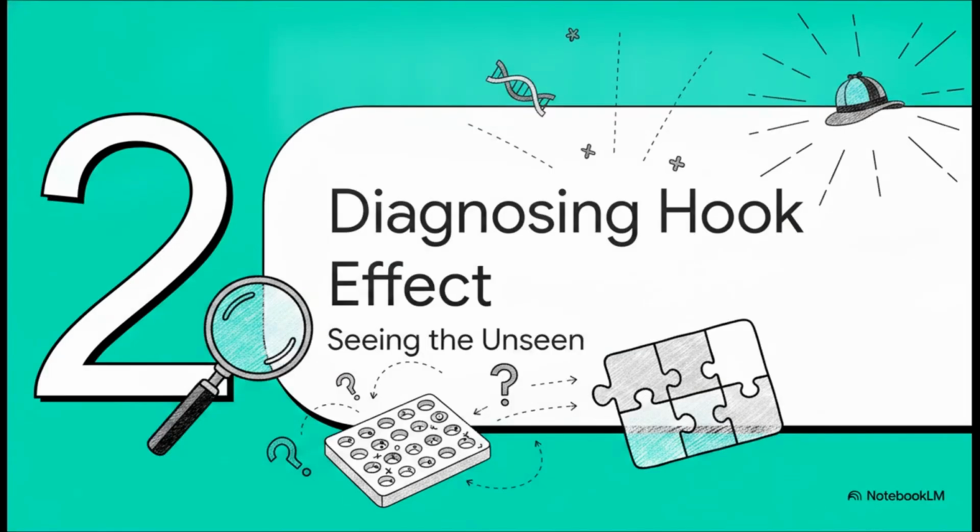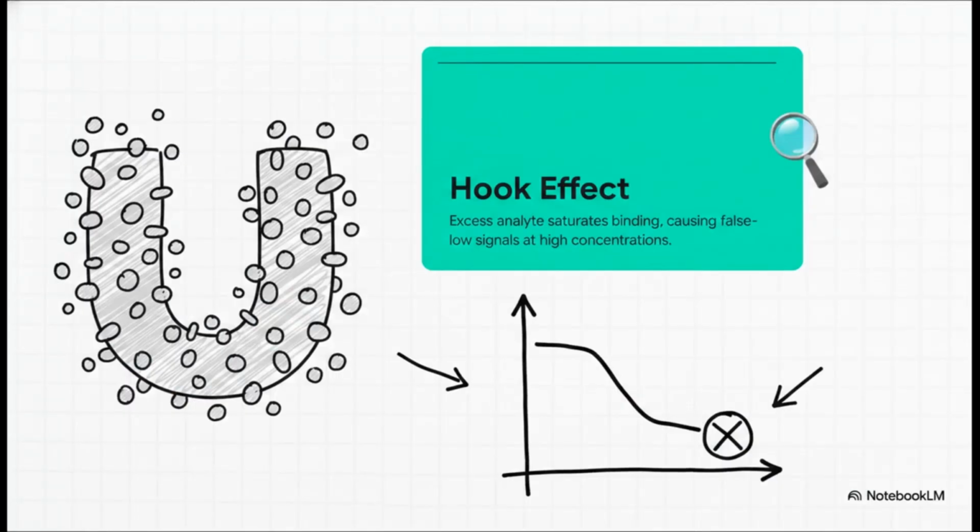Which brings us nicely to Section 2, diagnosing the hook effect, seeing the unseen. It's time to treat this like a real diagnostic mystery. And we're about to solve exactly what's happening inside those tiny wells. The main culprit behind all those weird bench phenomena is the hook effect, which is also frequently called the Prozone Effect. This is a very specific failure mode, where an absolute excess of analyte completely saturates your binding partners. It literally disrupts the proper sandwich formation. It's like a massive traffic jam in your well, driving a false low signal exactly where you expected your highest response to be.